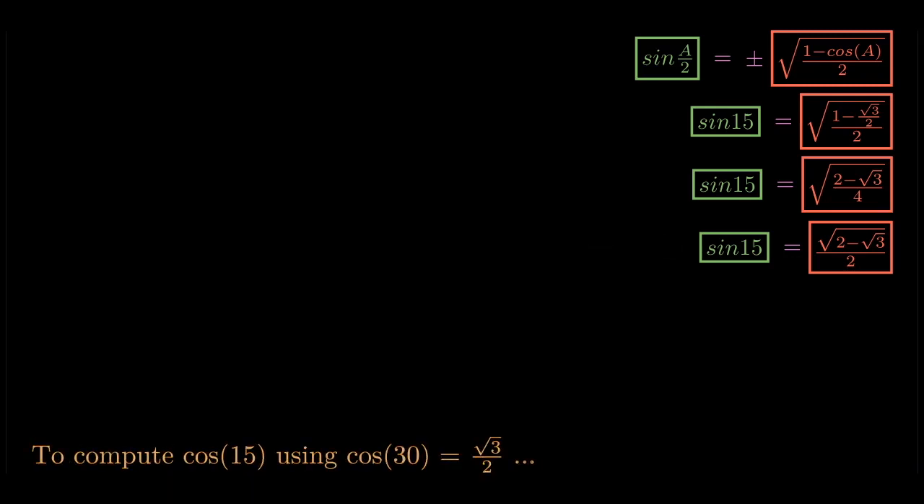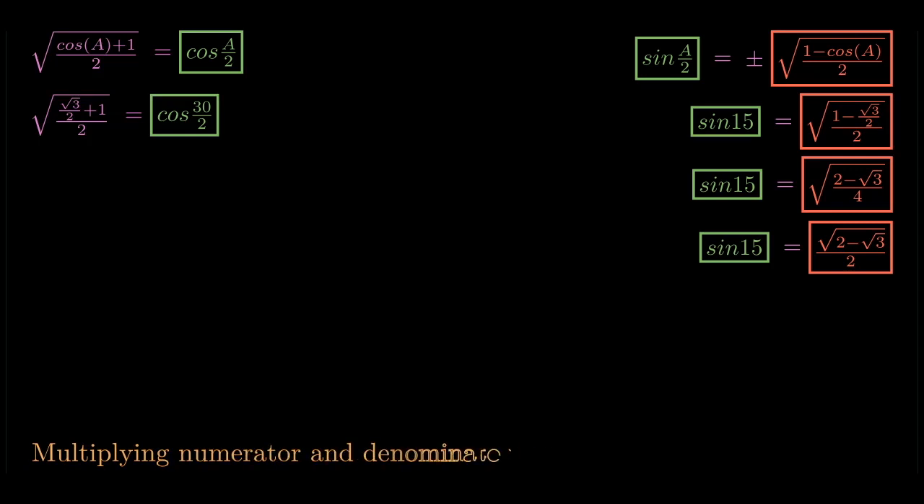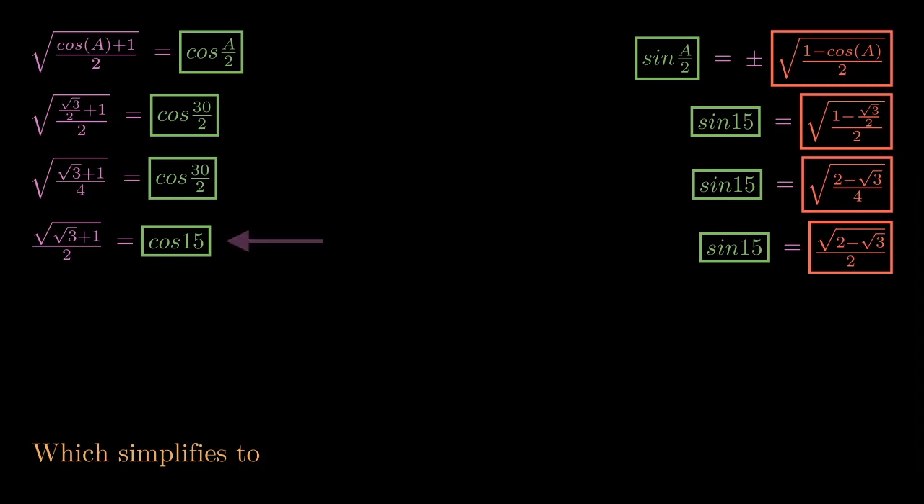Now to compute cos 15 using cos 30 equals square root of 3 by 2, we start with the expression we derived earlier, and we put cos a to be square root of 3 by 2, and we have square root of 3 by 2 plus 1, divided by 2, equals cos of 30 by 2. And multiplying numerator and denominator by 2, we get cos 15 on the right-hand side equals square root of 3 plus 1 divided by 4, which simplifies to square root of 3 plus 1, square root of that thing in the numerator, divided by 2 equals cos 15.